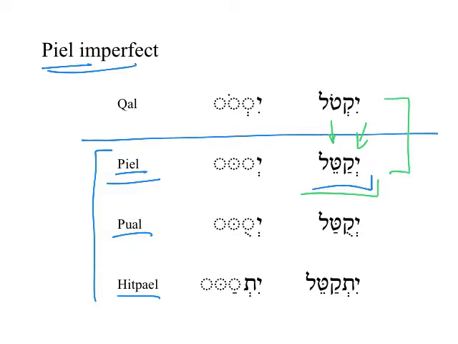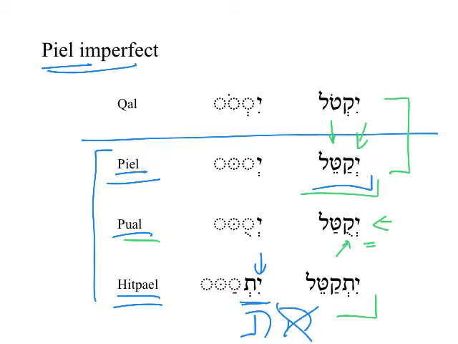And we can see by looking at the Pual that we still have the shva under the prefix pronoun, but in this case we continue to have the kibbutz under the pei letter, which signals to us that this is the Pual. In the Hitpael, we have the heh attached to the front, but the yod displaces the heh because the heh is a weak Jonah letter. So it is this yod beginning that signals to us that this is a Hitpael imperfect form.